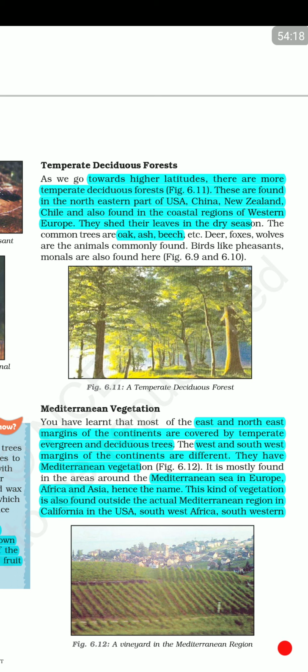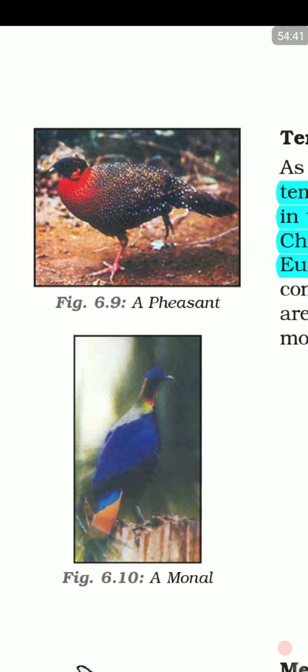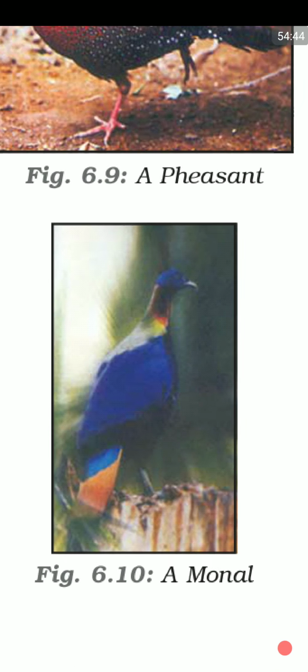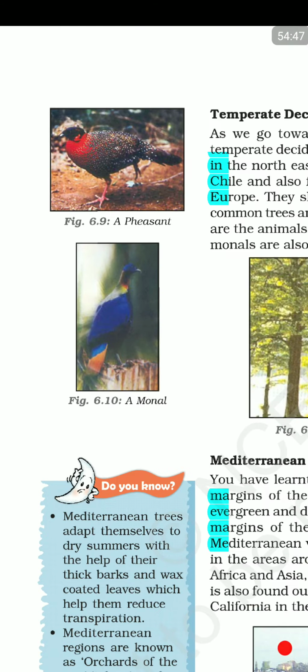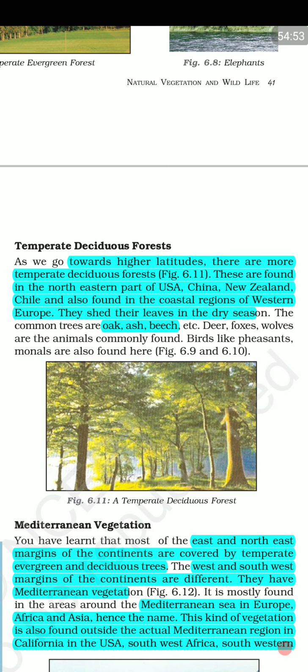Okay, was northeastern part clear or not? Yes, it must have definitely been clear. And definitely the coastal region of Western Europe, very important. Now the common trees are oak, ash, and beech. The birds are like pheasants and monals. So these are two beautiful birds, pheasant and monals. Such a beautiful bird. See its neck. All right. So that was temperate evergreen, temperate deciduous.